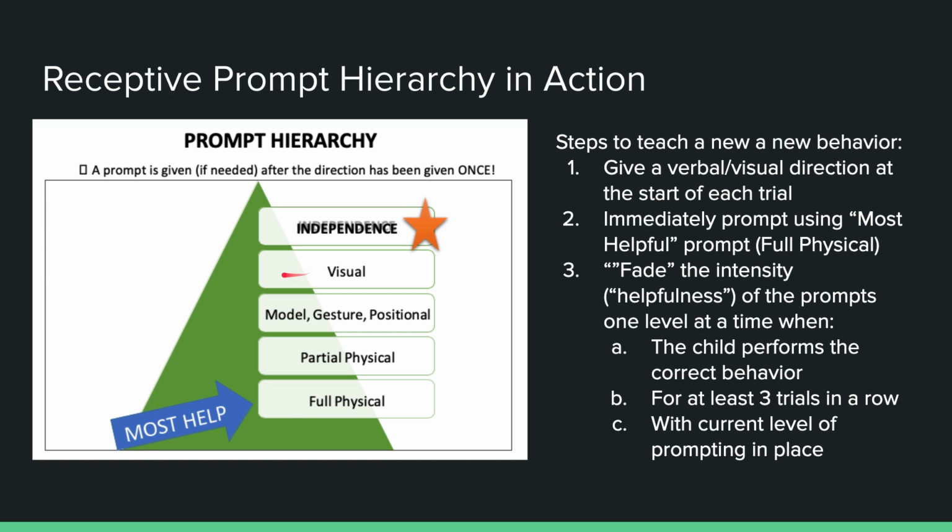But after they do that 3 times in a row, then you take out all of our prompting and just say touch the dog. And if they've truly learned and paid attention, they're not going to need any prompting. They're just going to go and touch the dog immediately. And then we want to get at least 4 out of 5 trials in a row where they're performing the skill independently before we try to teach a different or related behavior.